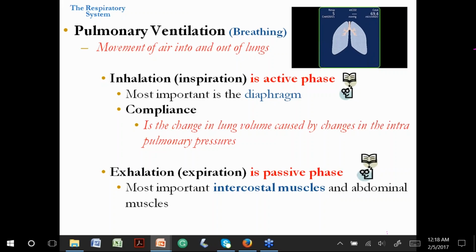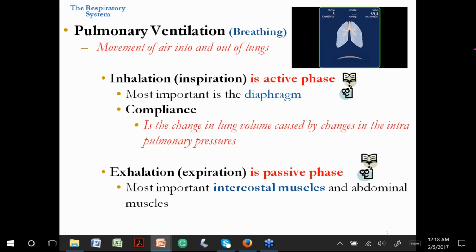Is the diaphragm. And the other one, exhalation or expiration, is a passive phase. And remember that, please. Most important are the intercostal muscles and abdominal muscles. So the most important muscles for exhalation or expiration are going to be the intercostal muscles, and for inspiration it is the diaphragm. You can breathe in right now, and you know that you can do it because the diaphragm is going down, and this diaphragm going down means that it's contracting and making more space in the thorax.